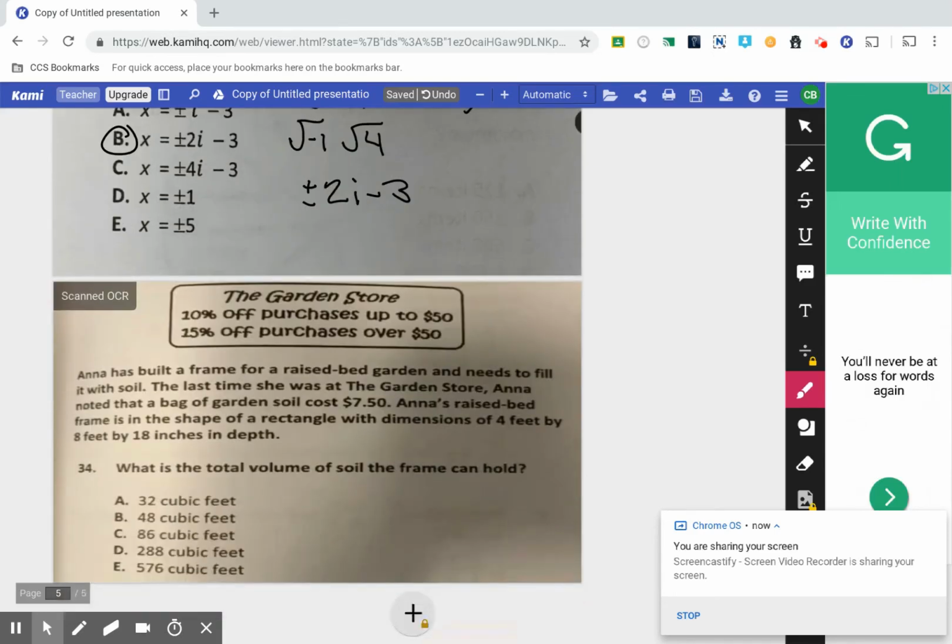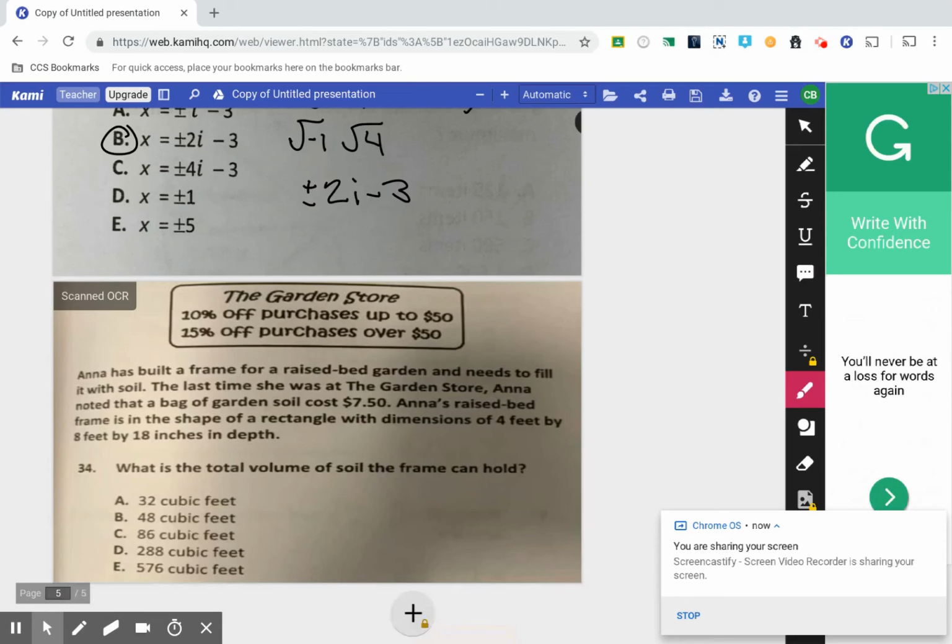Last one, number 34. There's actually several problems. I think it was 34 through 39. So you had like 5 or 6 problems with this one situation here. You get some stuff up there: 10% off purchases up to $50, 15% off purchases over $50. Talking about building a garden. And we get some information in the paragraph, and then the question we're going to work here, 34, is actually really simple, as long as I know the volume formula.